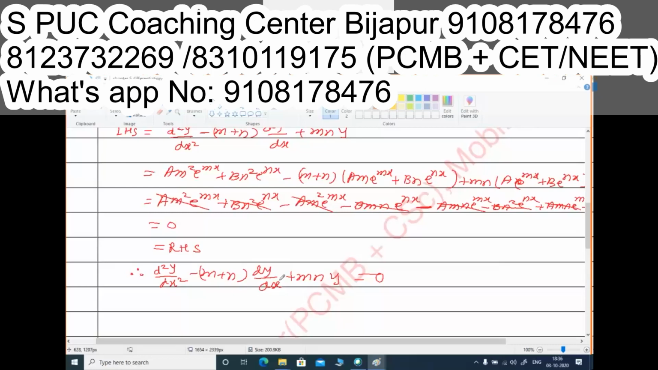Understood? In the same way there is the fifth problem, but he has given numbers. He has changed, instead of m, n, a, b, he has given the numbers. Let us move towards the solution of the fifth one.